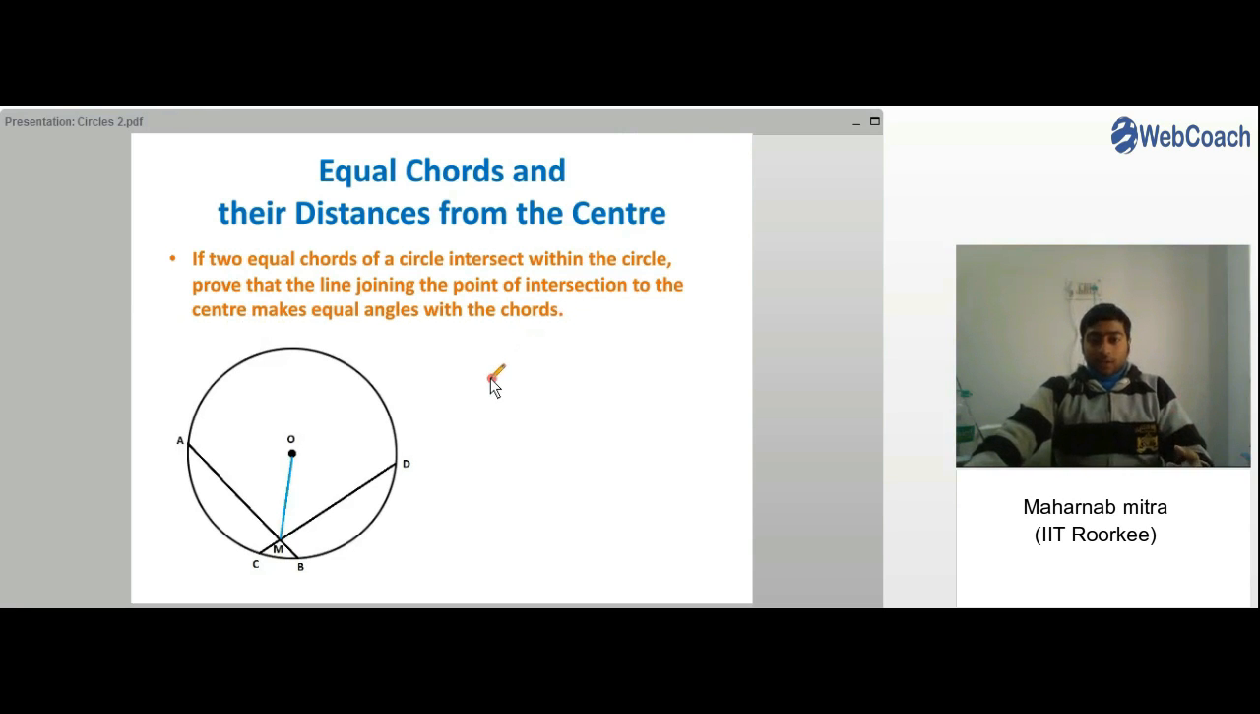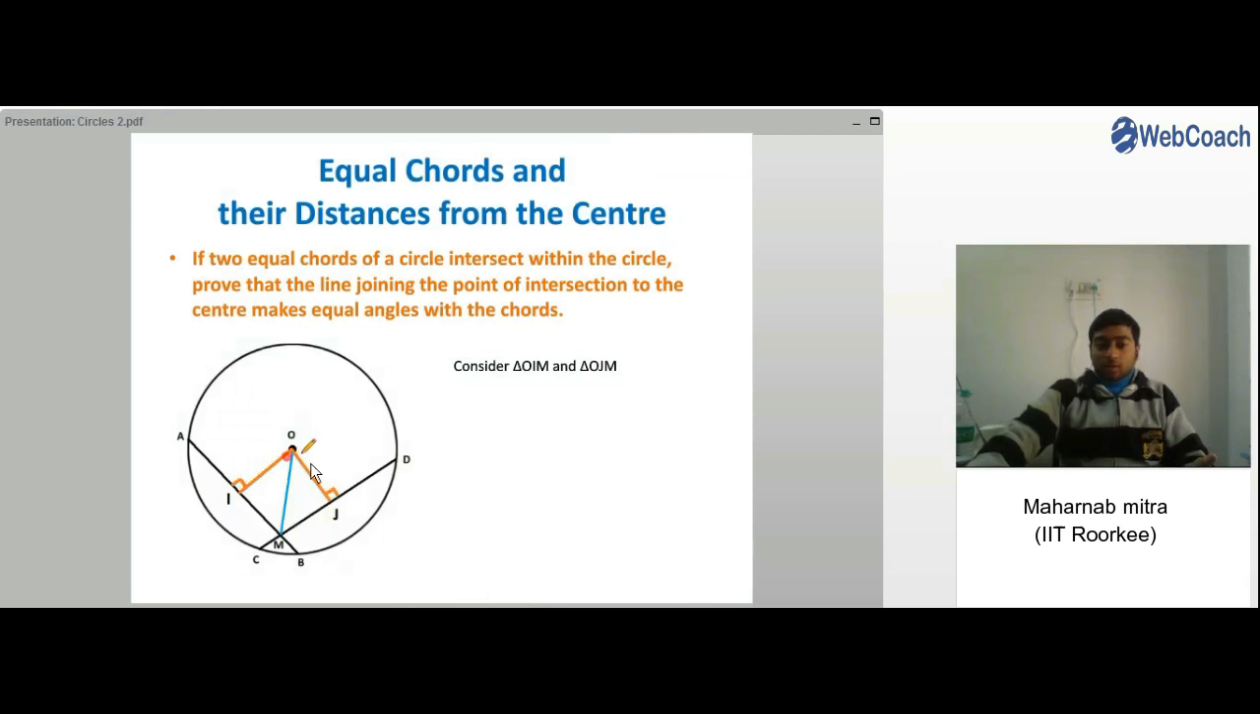If two equal chords of a circle intersect within the circle as shown, prove that the line joining the point of intersection to the center makes equal angles with the chords. We have considered two chords AB and CD intersecting at point M, and the line joining M with O makes equal angles with the chords. We have to prove that these two angles are equal to each other. So let us see how we can prove this using the theorem we have just learnt.